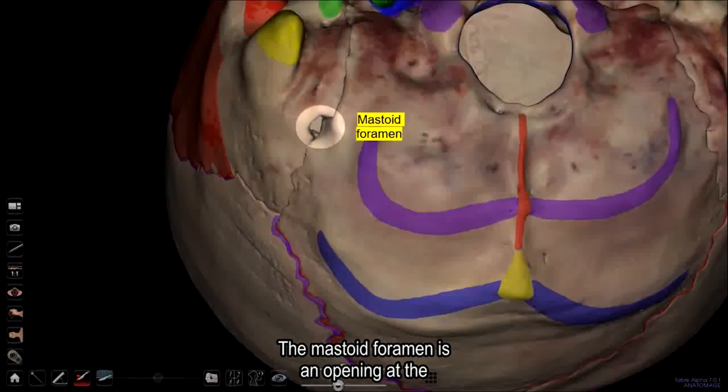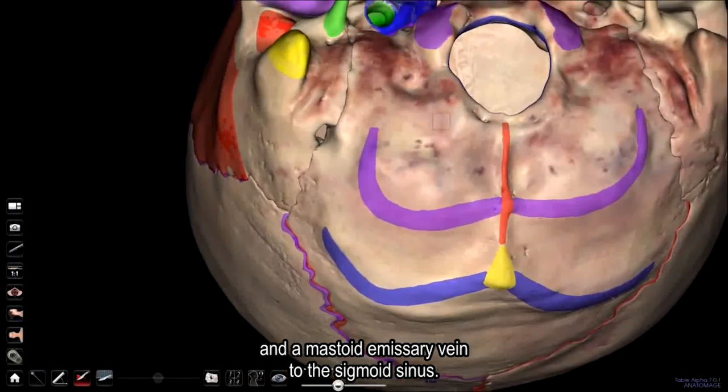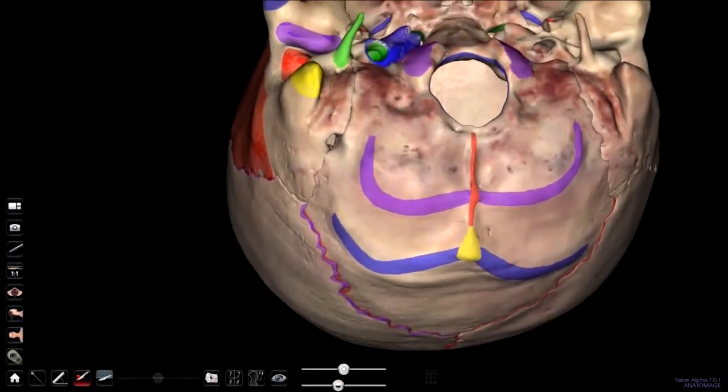The mastoid foramen is an opening at the posterior portion of the mastoid process, transmitting a small branch of the occipital artery, the posterior meningeal artery to the dura mater, and a mastoid emissary vein to the sigmoid sinus.